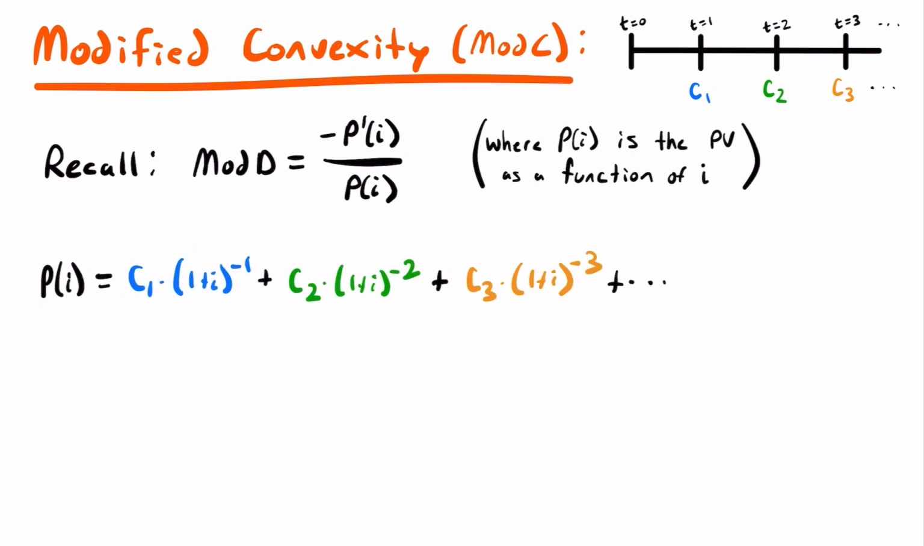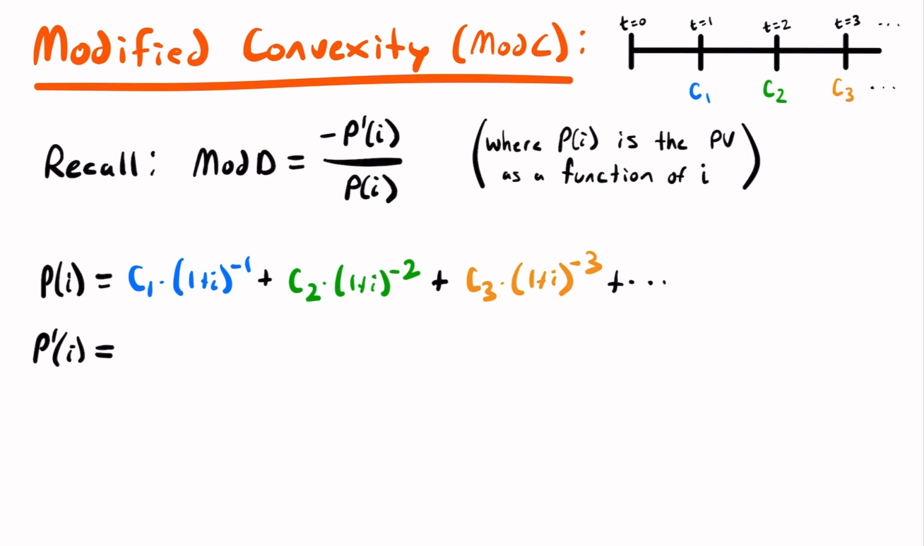Now in the calculation for the modified duration, we not only needed that present value function, we also needed the negative derivative of that present value function. And so if we took the derivative of this present value function, we'll have P prime of i, that is equal to the derivative of each of these terms.